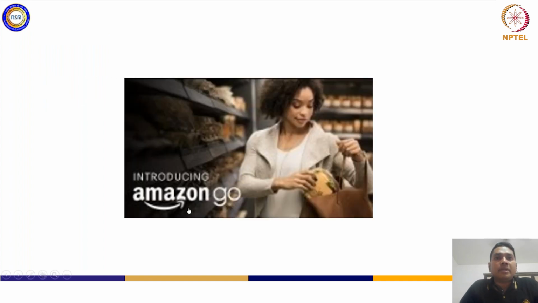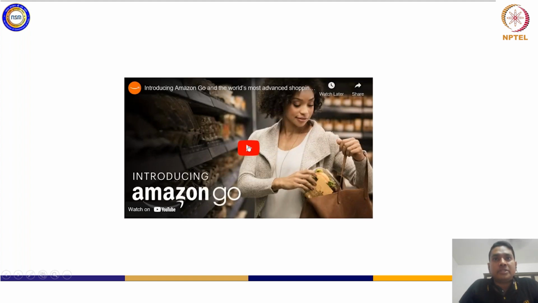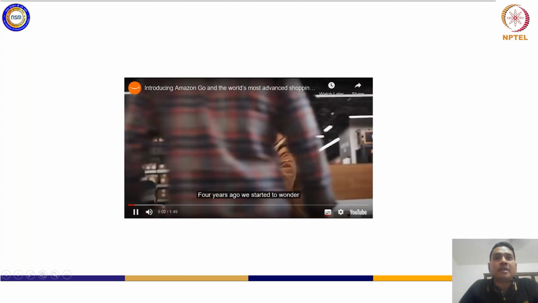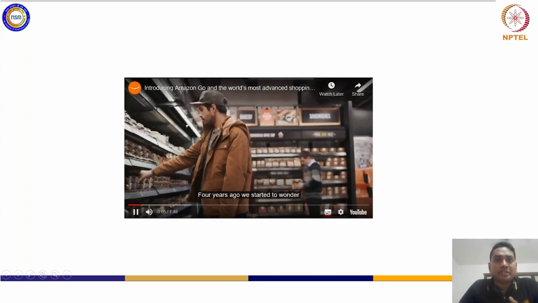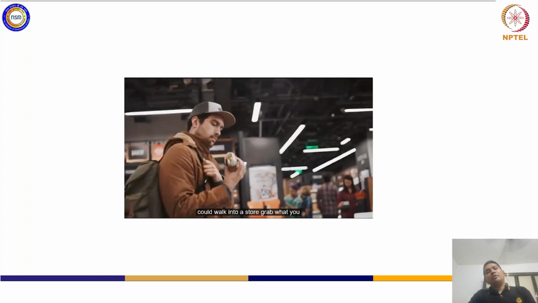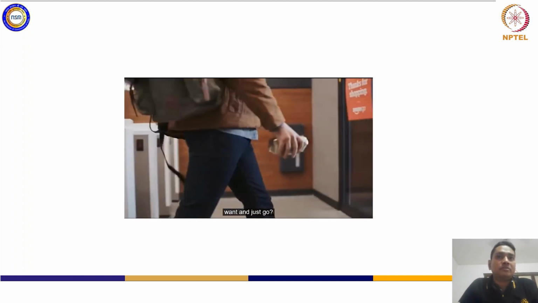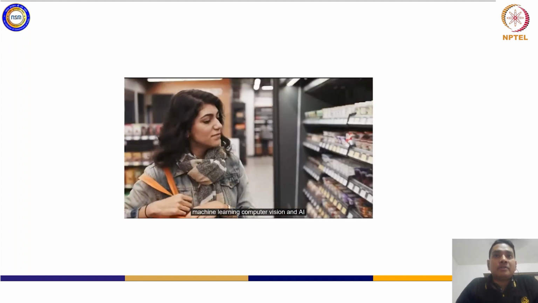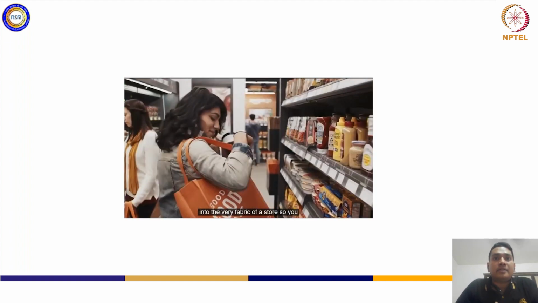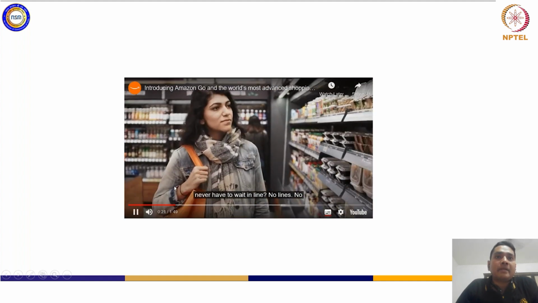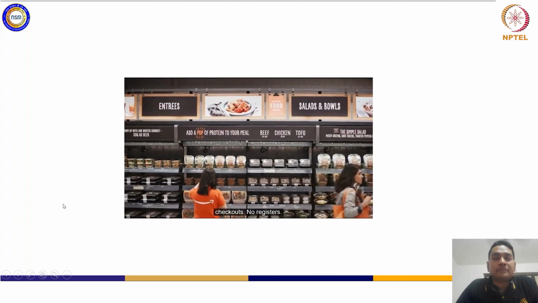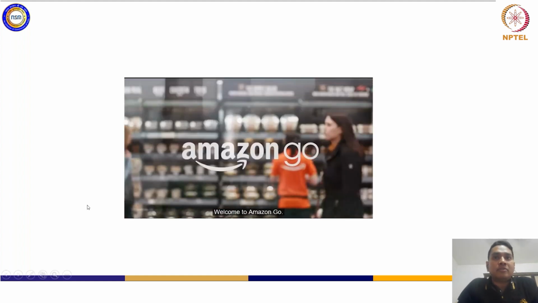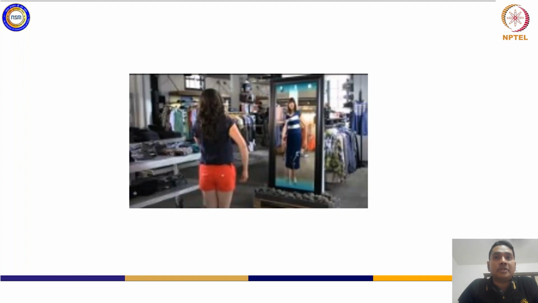So let's see one application, Amazon Go. This Amazon Go provides you the flexibility to have a seamless shopping experience. You go into one shop, you just take your things and get out of the shop, and your transaction will be automatically credited. A lot of AI is applied here. We will talk about what kind of algorithms or benchmarks are being used.